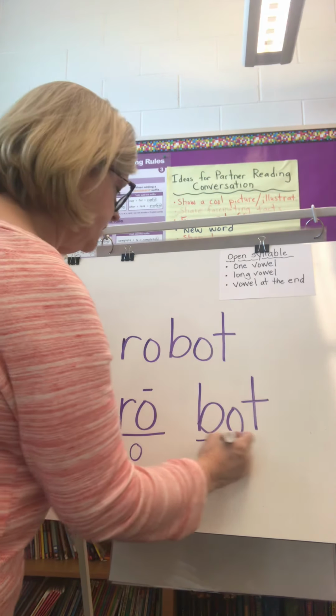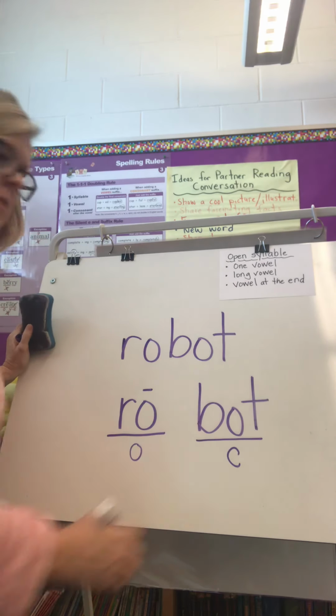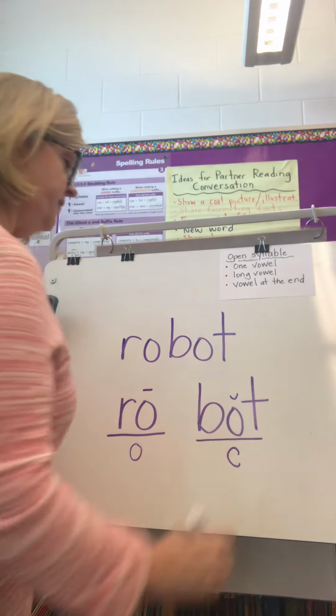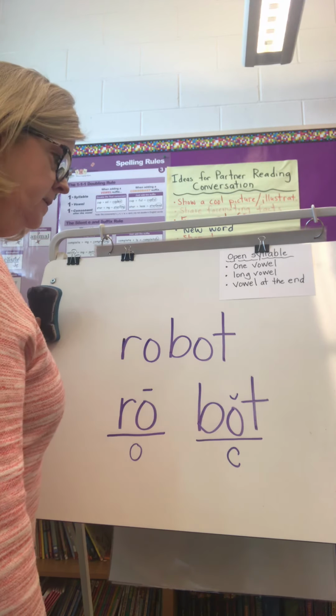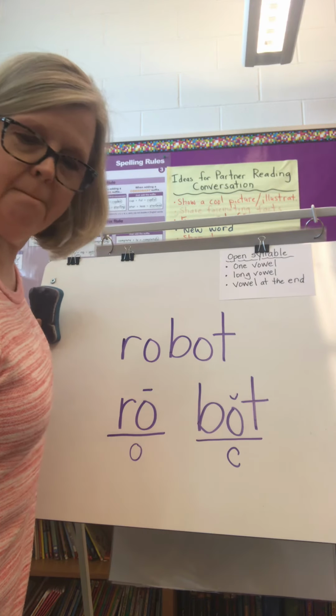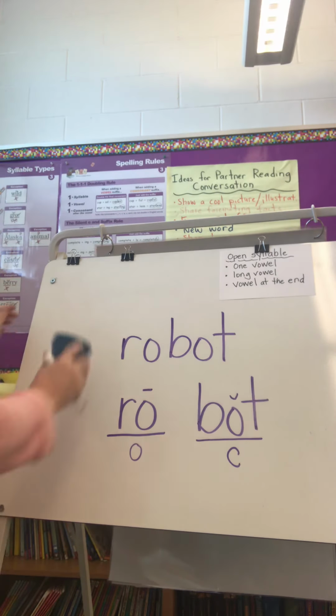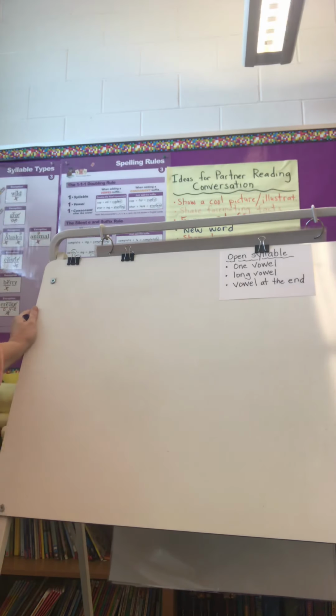Over here for bot, it's different. It is a closed syllable. It has a consonant at the end, and it is a short vowel. So we do our little short vowel symbol up here. Remind me what that's called, somebody, when we meet during Zoom, okay? All right, let's do another one. So that was open and closed.